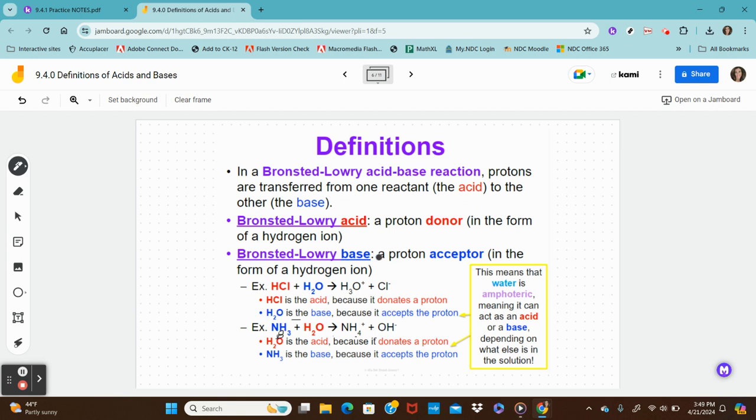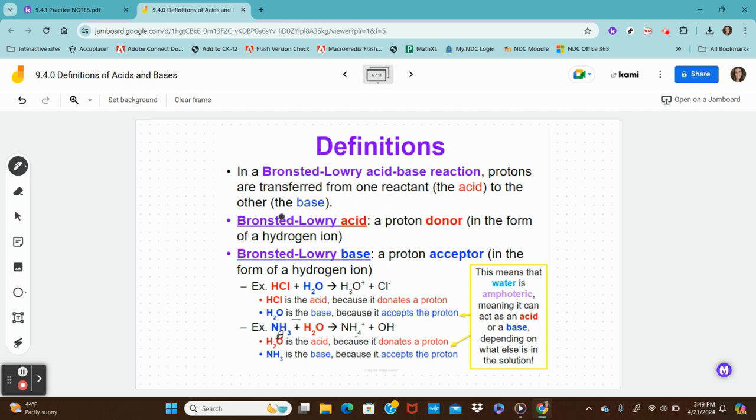All right, in our second definition, and by the way, there are 3 total, but we are going to do 2 out of 3. We have Arrhenius acids and bases, and this is our second one: Bronsted-Lowry, again named after 2 scientists. This is when protons are transferred from one reactant, the acid, to the other, which is the base.